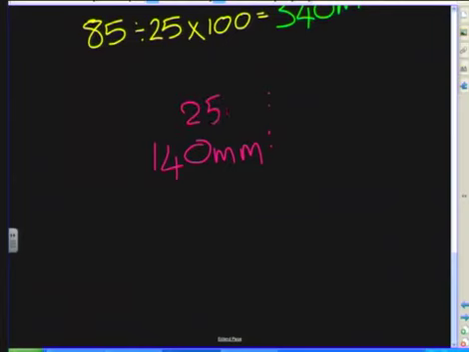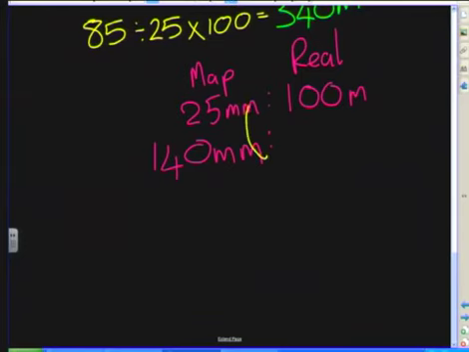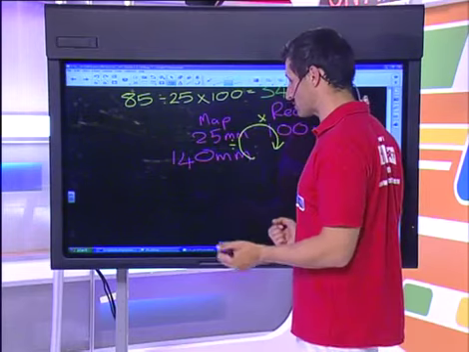So 25 millimeters changes to 100 meters in real life. So there's my map sizes. There's my real sizes. Now remember that moving up and down is divide. So you take 140, divide by 25, multiply by 100, and that should get us to our answer. So you divide there, and to move across, you multiply. That's always the rule for your ratio. It's a really nice, easy way to do this.